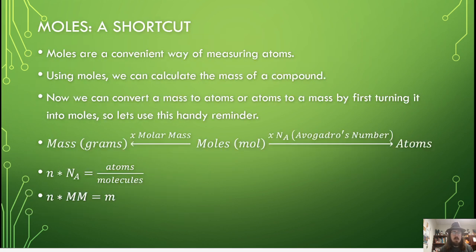But okay, so quick reminder. Moles are a convenient way of measuring our atoms. Using our moles, we can calculate the mass of any compound. And then we can convert a mass of atoms to a number of atoms. But the key thing is it always goes through moles. Everything will go through moles. We cannot bypass moles.